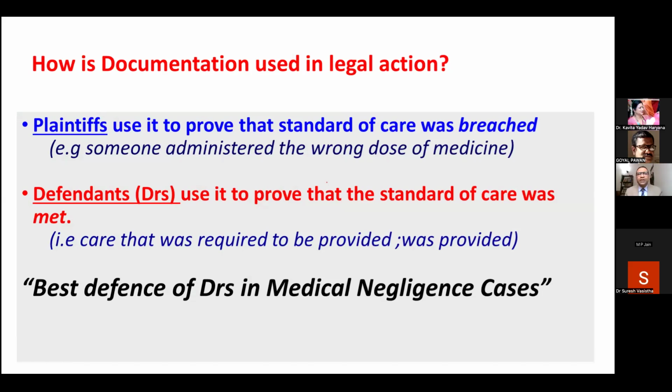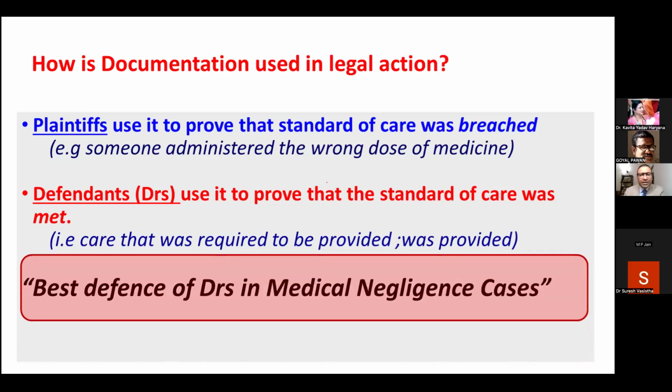You should document it clearly that the patient refused and the implications have been told, unless it is an emergency procedure. Emergency is the only situation wherein the court takes your point of view as a good point of view, if at all you are able to prove it. So how will you prove it? With documentation, or the patient parties use it to prove that the standard of care was breached. Example, someone administered the wrong dose of medicine. And the defendants, that is we doctors, use it to prove that the standard of care was met, and that the care that was required to be provided was provided. And this is the best defense of doctors in medical negligence cases.